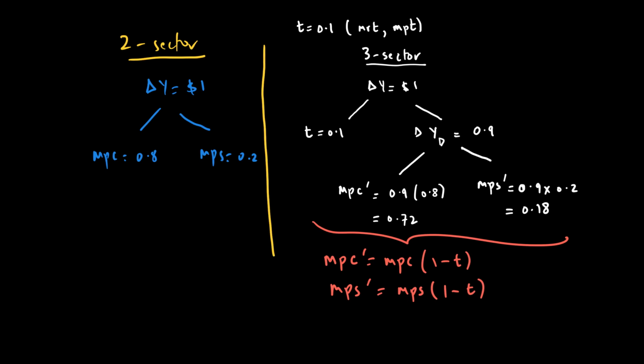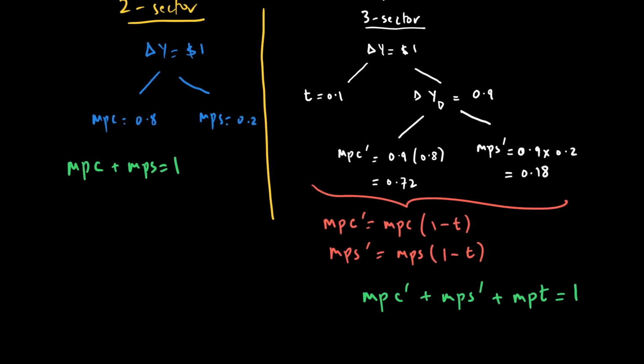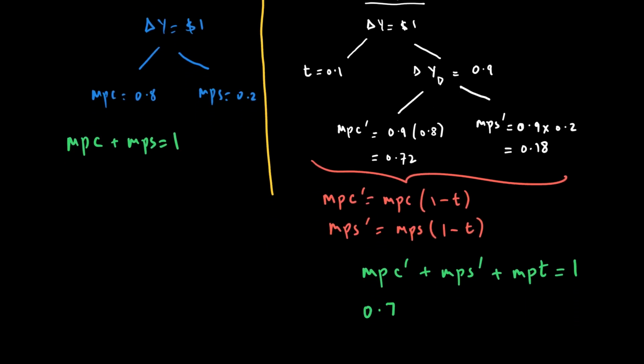Now look at this, guys. Previously MPC plus MPS was equal to 1, and now the new MPC dash, which is after tax, plus the new MPS dash plus your tax rate, let's call it MPT, is equal to 1, which means basically 0.72 plus 0.18 plus 0.1 is equal to 1. And if the result is equal to 1, this means you've done things right.